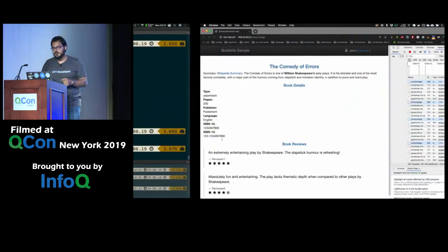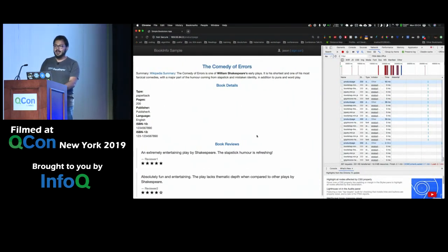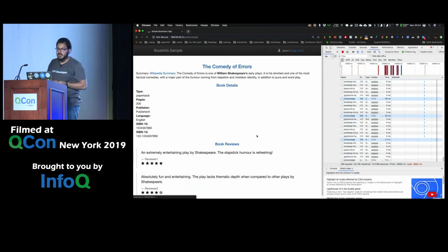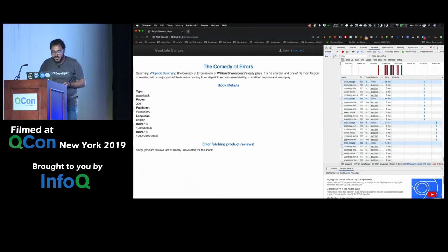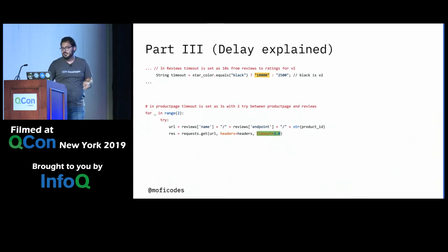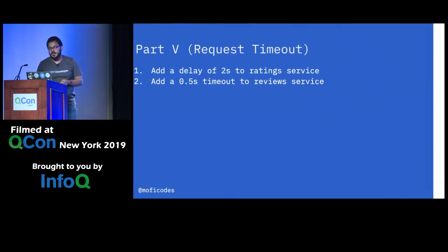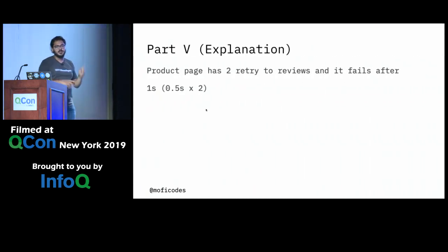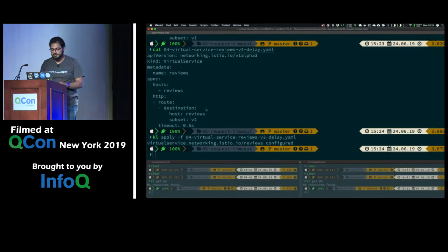So what do we expect? If I refresh this page, I want to see that in about half a second, reviews is timing out. But if I refresh again, you're going to see that reviews is timing out, but in about 1 second. This is happening because, again, remember here, we had a timeout of 3 seconds and 2 retries. We overrode the timeout in the code by adding our own timeout on top of 0.5 seconds. That is happening twice. And we end up getting 0.5 times 2, a 1 second timeout in the reviews.